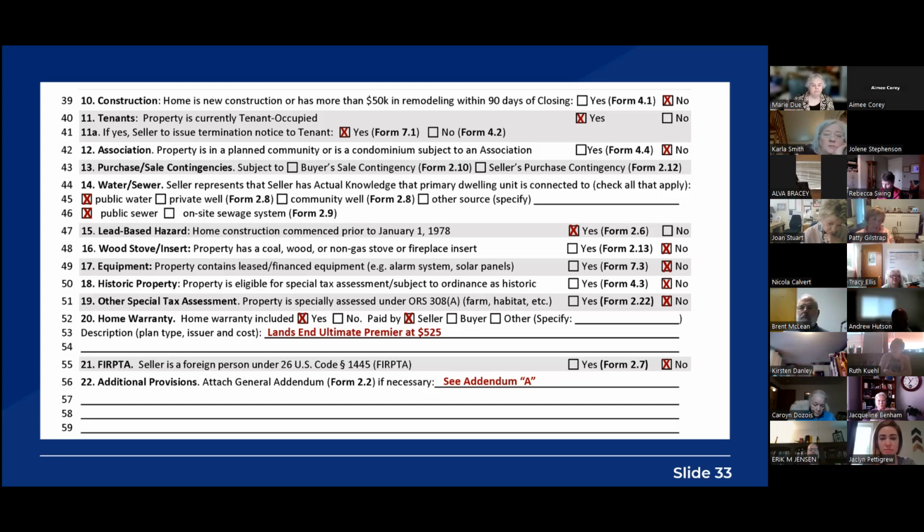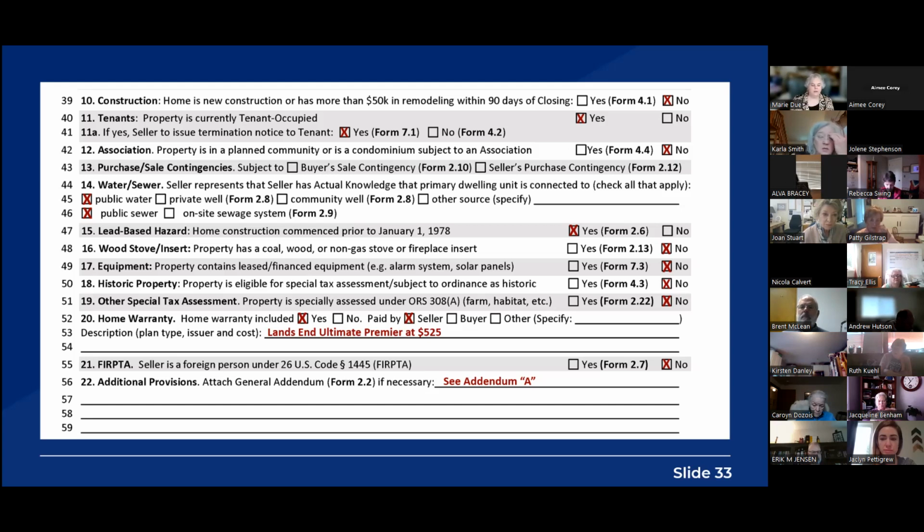Home warranty, this is where we have the information of yes or no, what it is, which company, how much, all of that. Please figure that out beforehand. Just don't say yes. That is one area that we see a lot of, is just yes. Well, what does that mean?